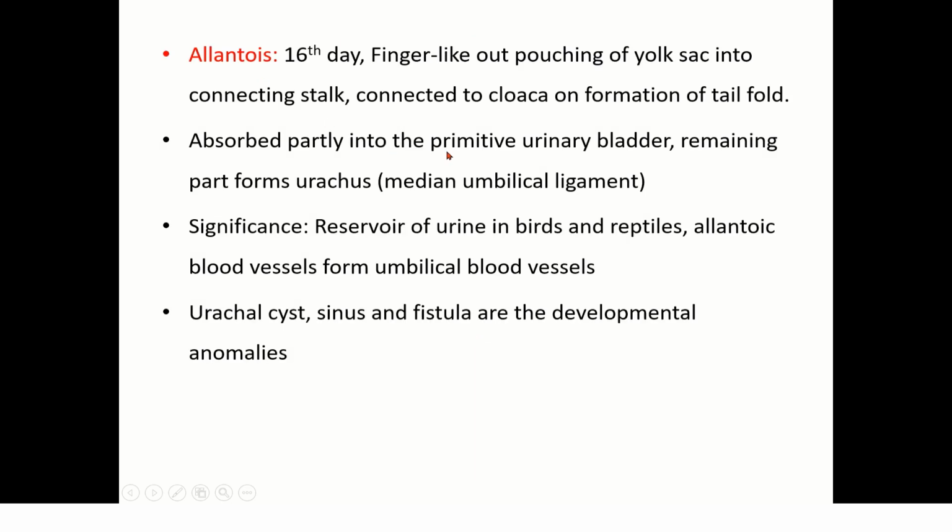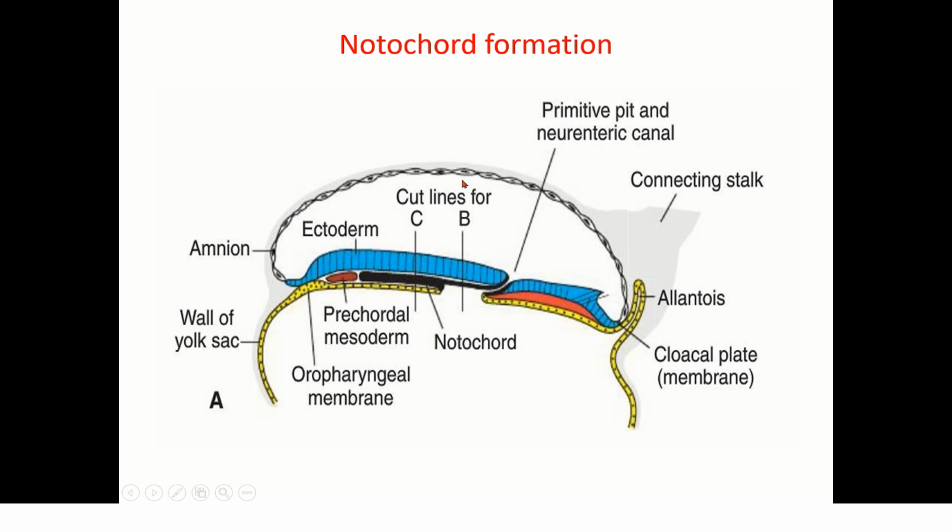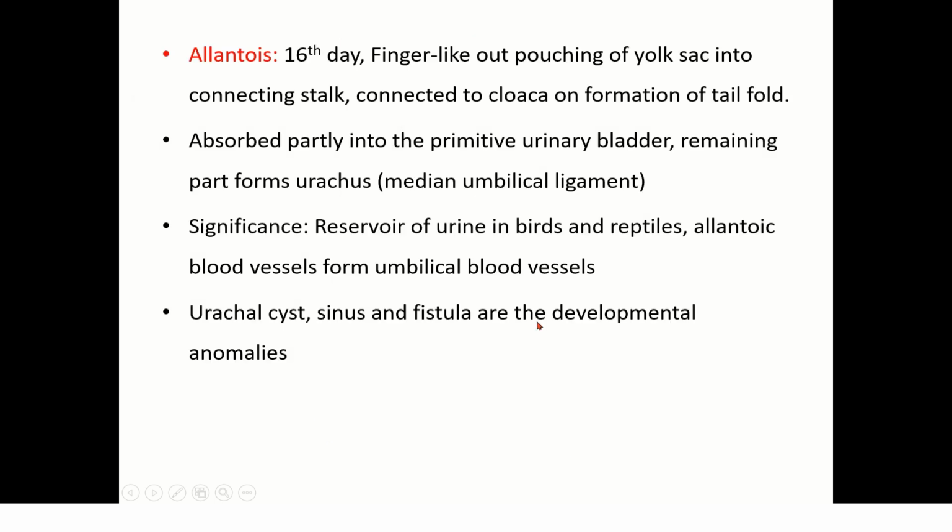So allantois, you can see here this is the allantois, an extension of the yolk sac into the connecting stalk. 16-day finger-like outpouching of the yolk sac into the connecting stalk connected to the cloaca. So this is actually occurring during the formation of the tail fold. Absorbed partly into the primitive urinary bladder, the remaining part forms the urachus, which is seen as the median umbilical ligament.